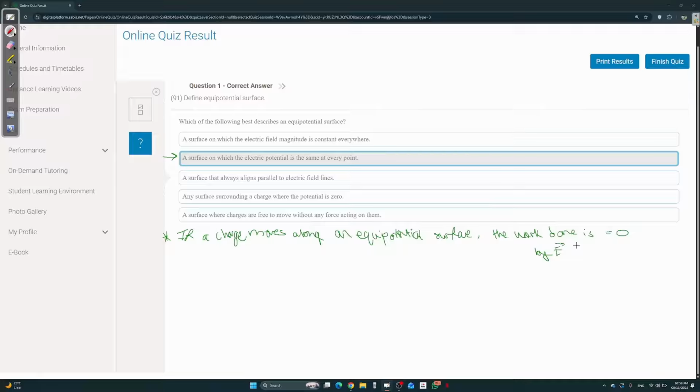Alright, so basically if a charge moves along an equipotential surface, the work done by the electric field is equal to 0. Why? Now you're gonna see in the formula sheet that I'm gonna give you in a sec, that W is equal to QV, basically QV between 2 points. Now if you're on an equipotential surface, then the voltage between 2 points, A and B, VAB, the change in voltage, is 0 because it's an equipotential surface. So that's why if this is 0, this will be 0.